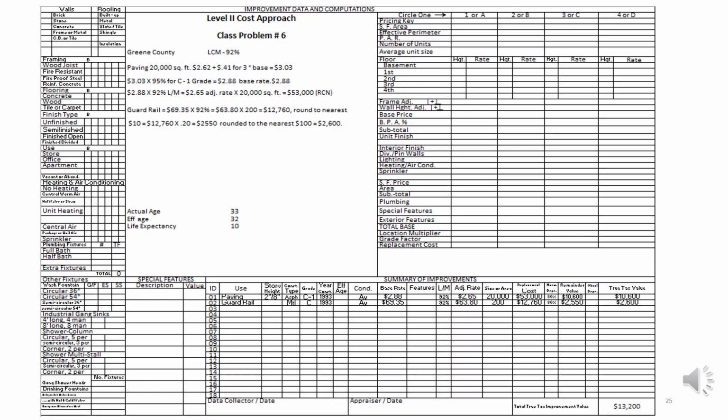Next, we're going to move on to our guardrail. So our use is guardrail. Our construction type is metal. It's a C grade, built in 1993 in average condition.